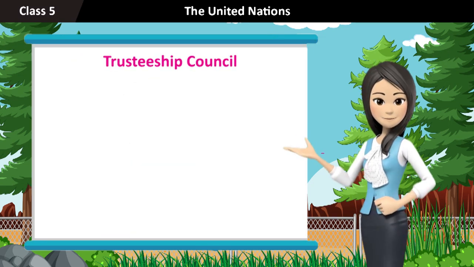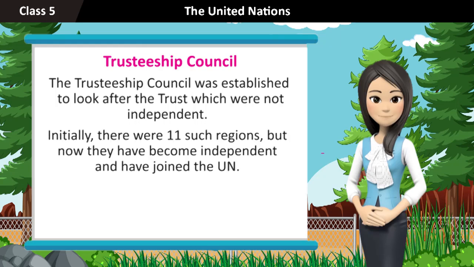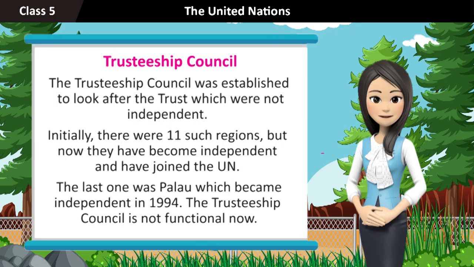Trusteeship Council. The Trusteeship Council was established to look after the trust territories which were not independent. Initially, there were 11 such regions, but now they have become independent and have joined the UN. The last one was Palau, which became independent in 1994. The Trusteeship Council is not functional now.